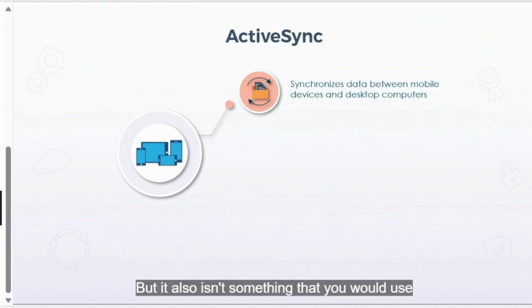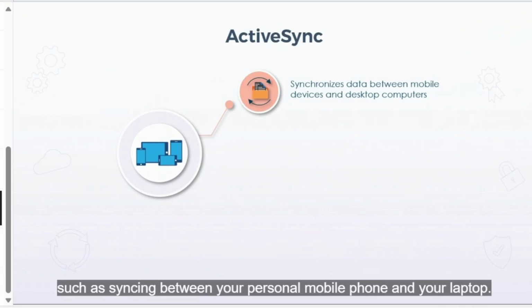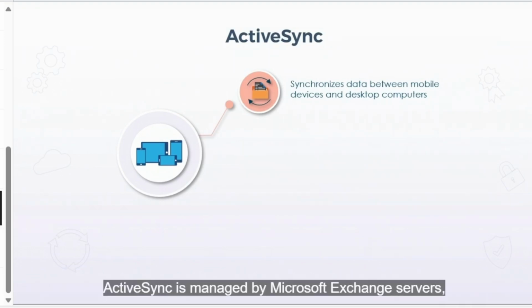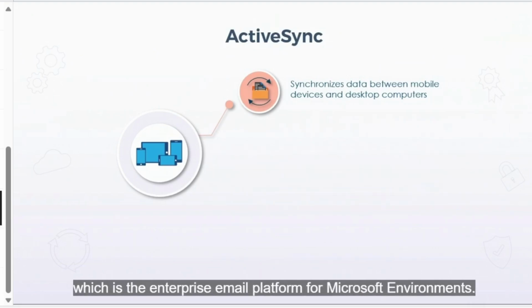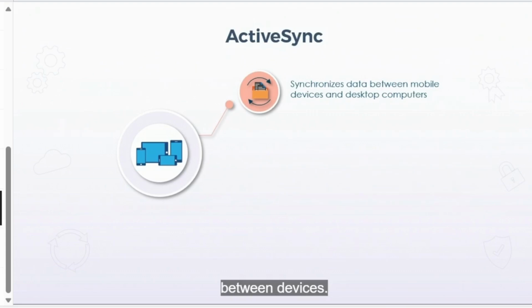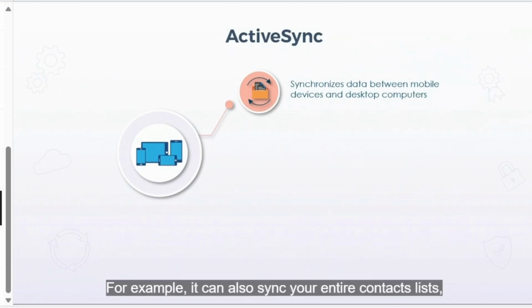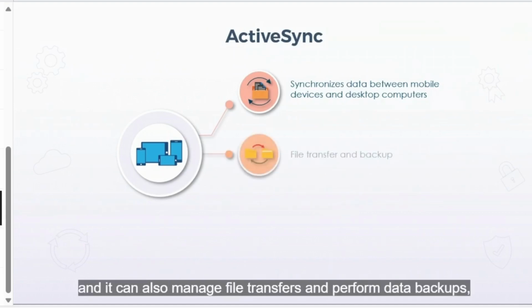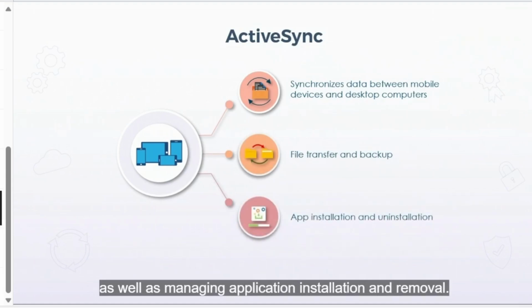But it also isn't something that you would use for just your own personal synchronization, such as syncing between your personal mobile phone and your laptop. ActiveSync is managed by Microsoft Exchange servers, which is the enterprise email platform for Microsoft environments, so it's used only in corporate environments. That said, it is able to synchronize more than just email between devices. For example, it can also sync your entire contacts lists, your calendar, notes and to-do lists, and it can also manage file transfers and perform data backups, as well as managing application installation and removal.